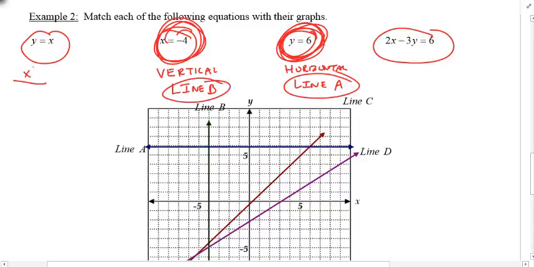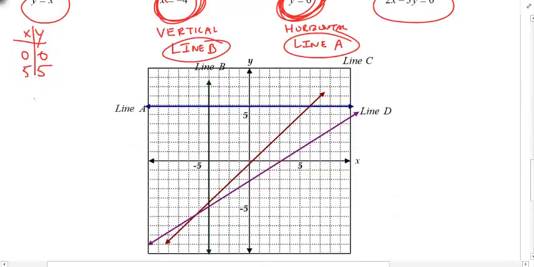So in this case, the first one, if I choose 0, 0, right, X is 0, Y is 0. If I chose 5 for X, Y is also 5, and that looks like it's line C. And by process of elimination, then this must be line D.